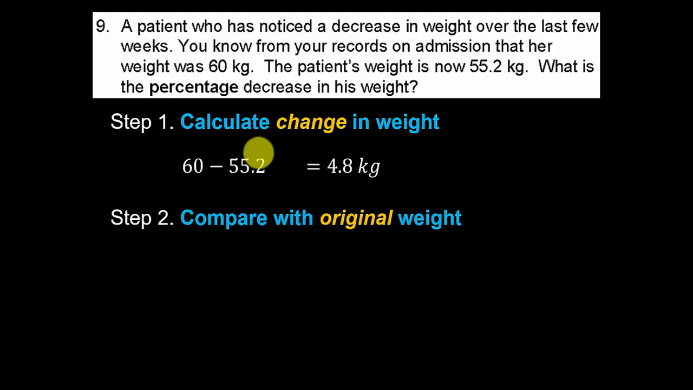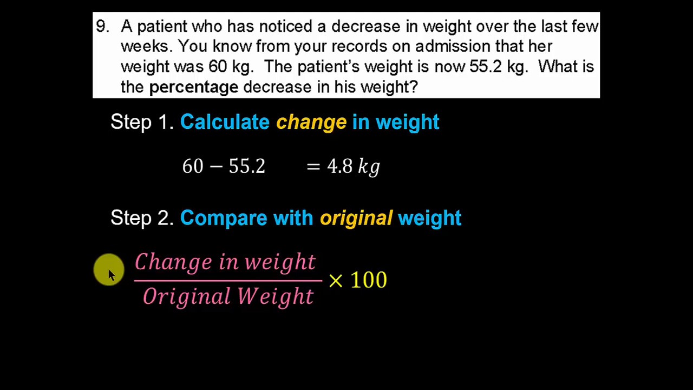Step 2, and this is very important, we must compare that change in weight with the original weight, and this is where some people often go wrong. So I'm comparing 4.8 kilograms with 60 kilograms, not with their new weight, but with 60 kilograms. So here's a useful formula. The change in weight over the original weight, and then I've done this extra bit times 100 in order to make it into a percent.